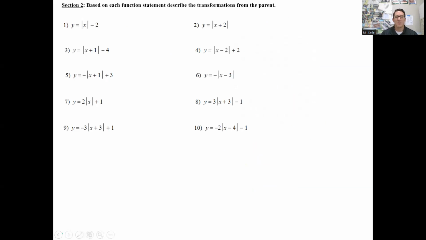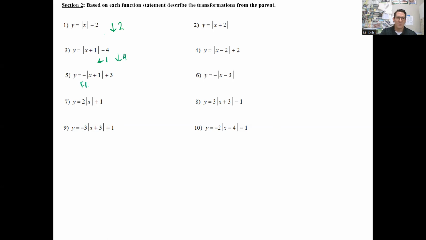All right. So next, what you're going to be doing is just identifying the different transformations. This should be pretty easy. You just need to write out what it is. So this -2 is outside the parentheses. So that's a vertical shift. That's going to be down 2. I'm just going to do these odd ones. The +1 is inside the parentheses, so that's going to be right 1, down 4.